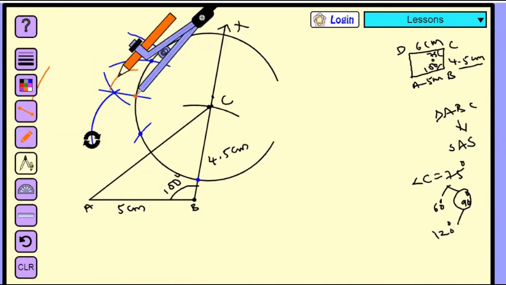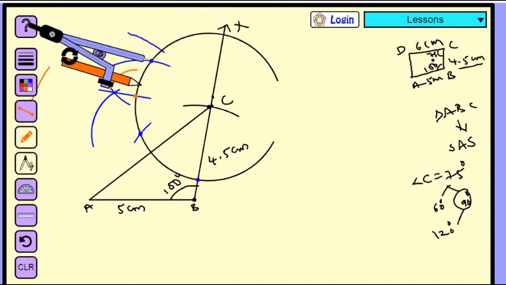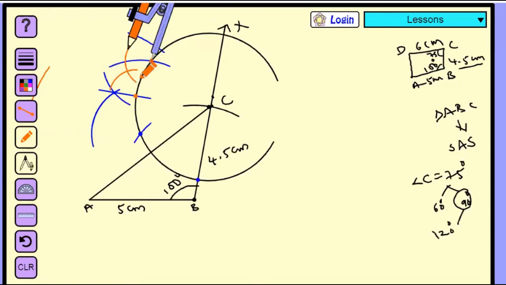I'm using another color to identify the arcs easily. Now with 120 at the center, draw an arc which cuts the previous arc. Now these two color arcs are intersecting at this point. This point indicates the 75 degrees. Now take the ruler and draw a ray CY through this intersection point.